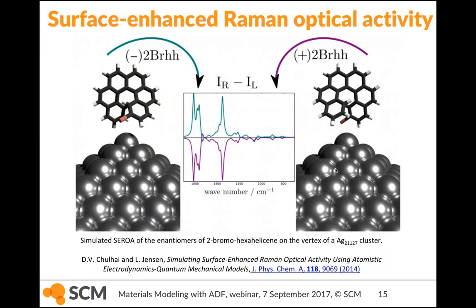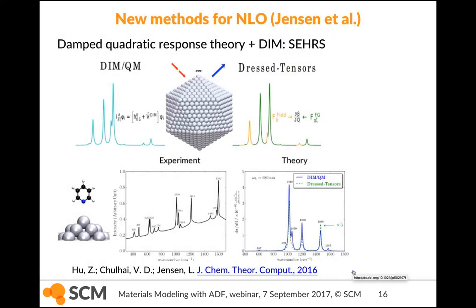But it's a really sensitive technique, it can be used as a tool to get the absolute configuration of chiral molecules. That's a paper here in 2014. So even newer is this surface-enhanced hyper Raman. So this was published last year.